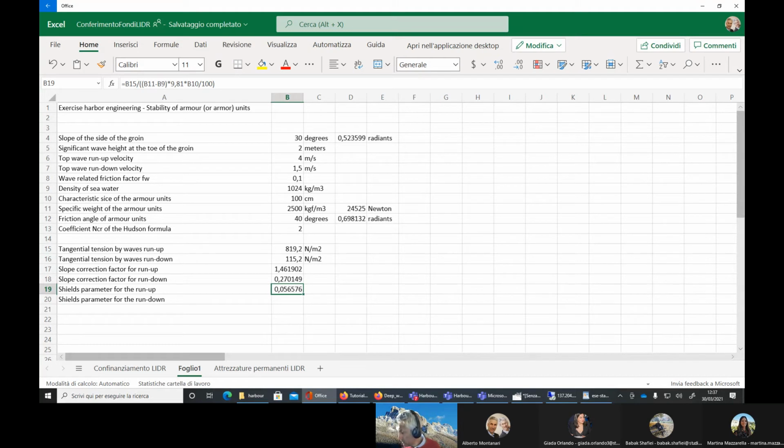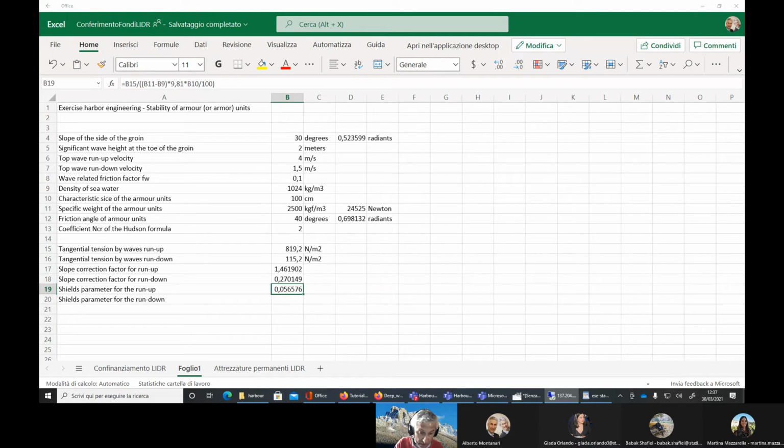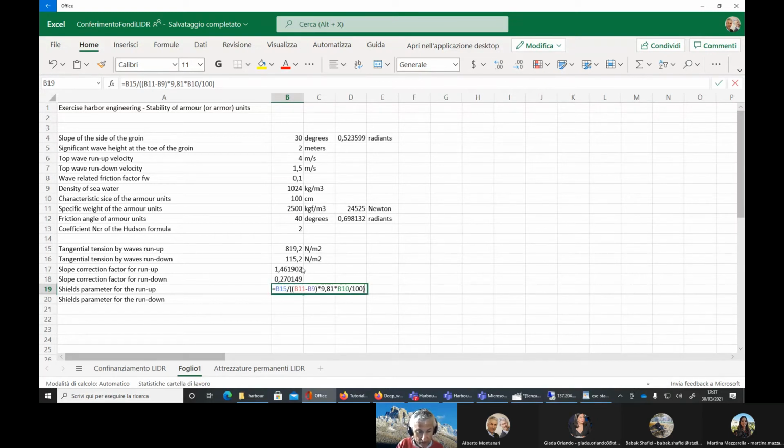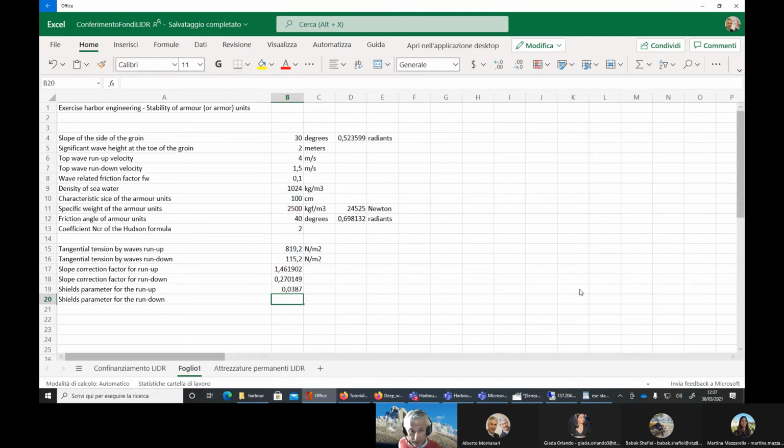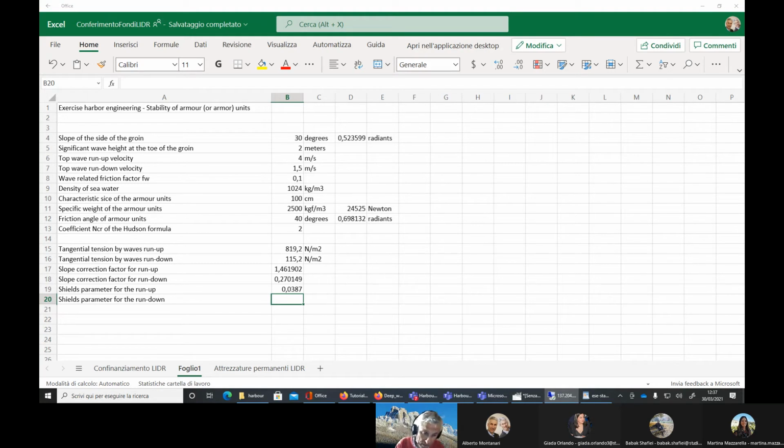And now, this is precisely equivalent to the limiting condition, and this was not made on purpose, but still I have to modify it because I have to divide by the correction factor. It's 1.46. So I get 0.0387, which means that the groin is stable, the unit is stable for the wave run up.